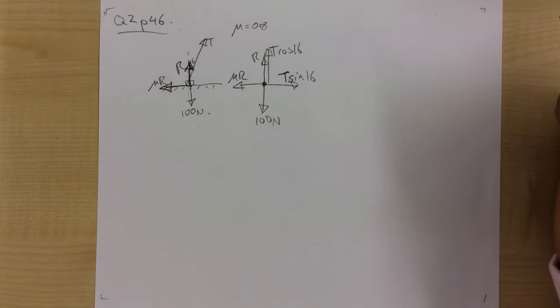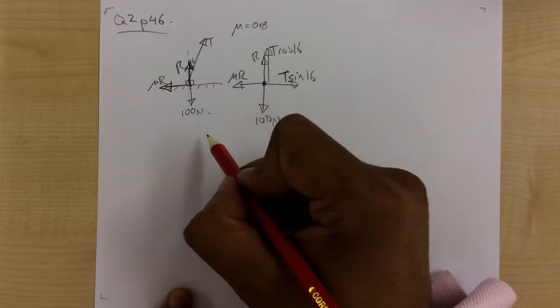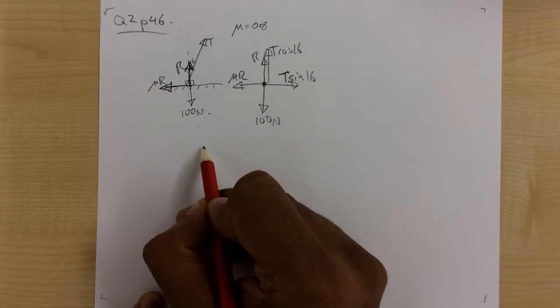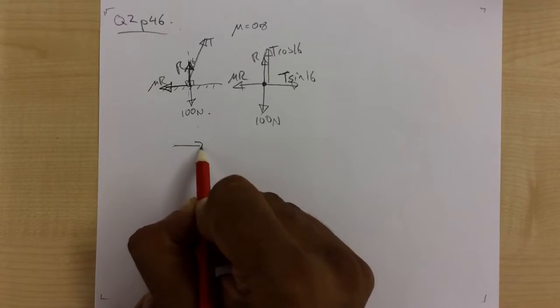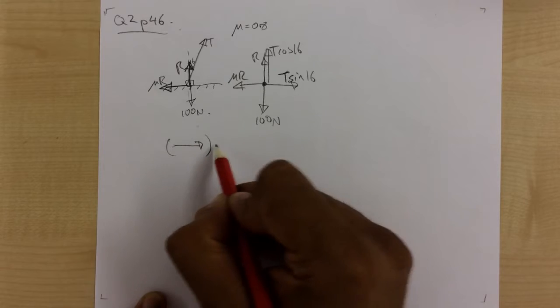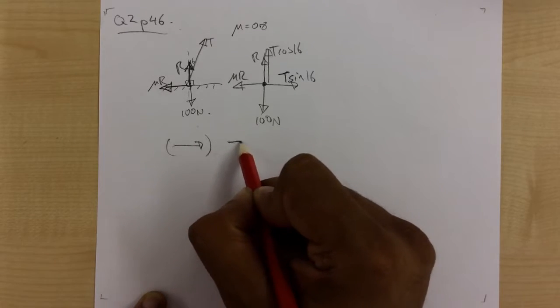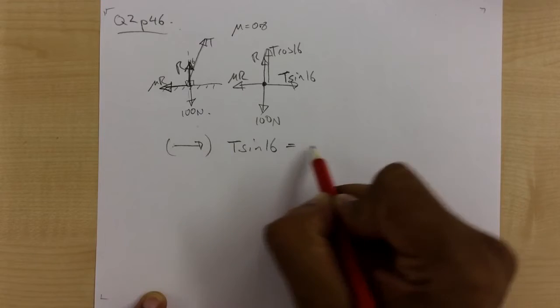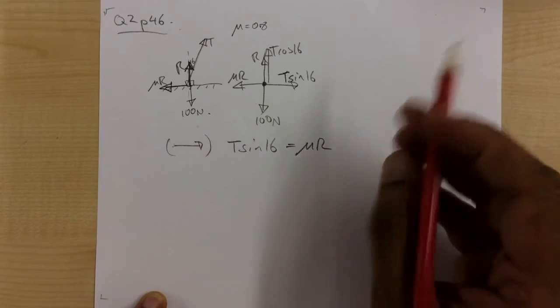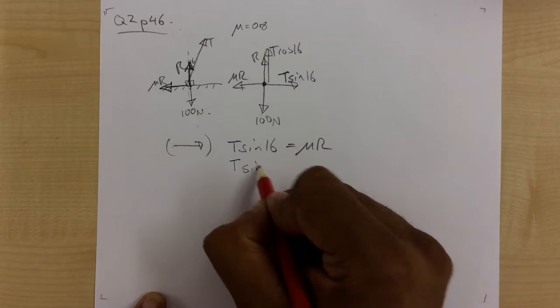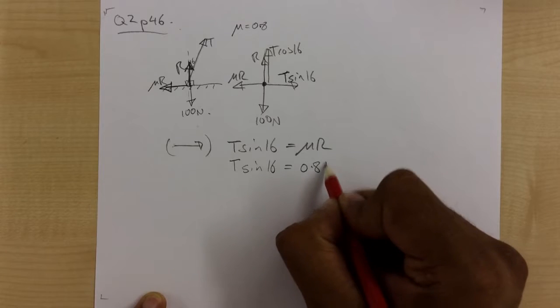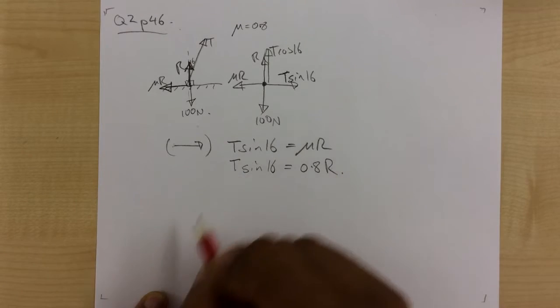Now, to find out the value of the tension, which is the question, we need to write out two equations. The first equation is going to be horizontally. We can do that. And we can say that T sine 16 is equal to mu R. We know mu is 0.8, so T sine 16 is equal to 0.8 R. We don't know R, we don't know T.